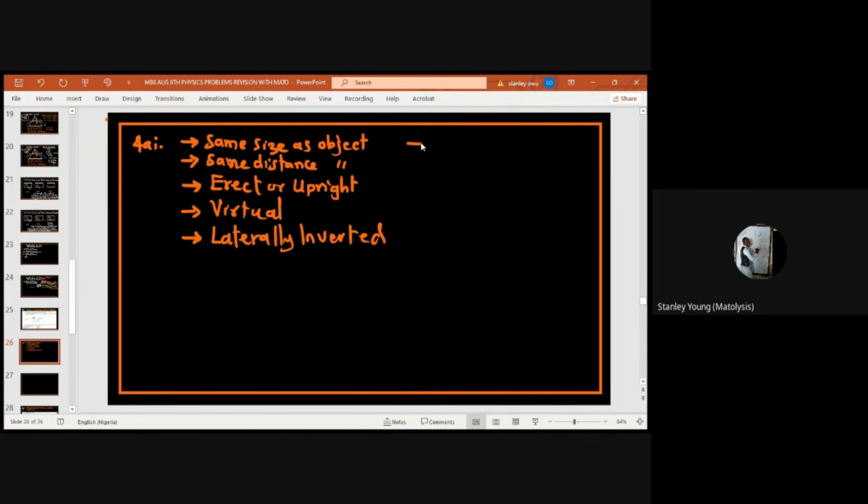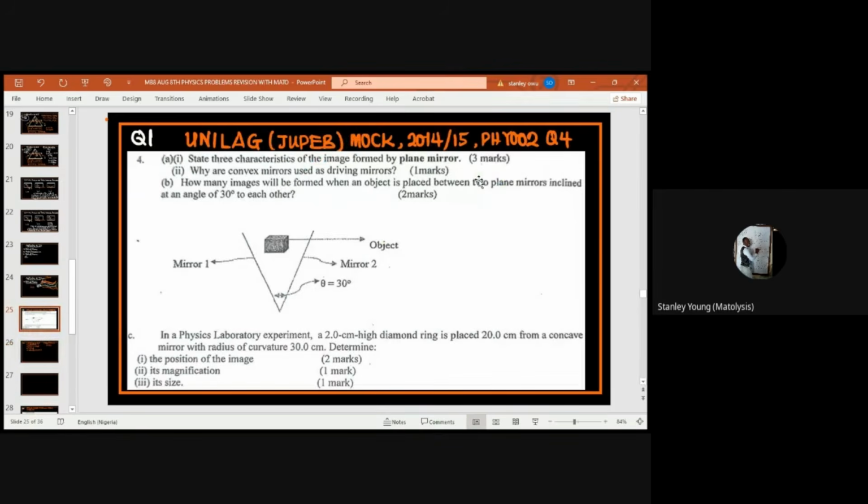So in terms of magnification, the magnification here is equal to 1. Magnification equals 1. 1 is called unity. All right. Next question, 4A Roman figure 2.